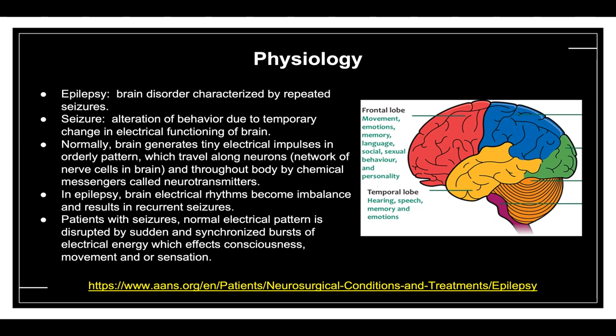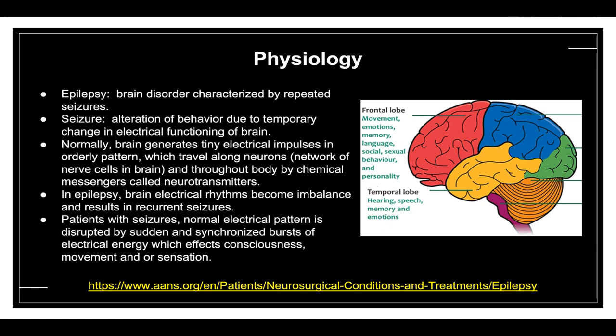So, in order to understand what temporal lobe epilepsy is, we would need to first get into epilepsy and seizures. So, epilepsy is basically a brain disorder which is characterized by repeated seizures, and a seizure is an alteration of behavior due to temporary change in electrical functioning of the brain.